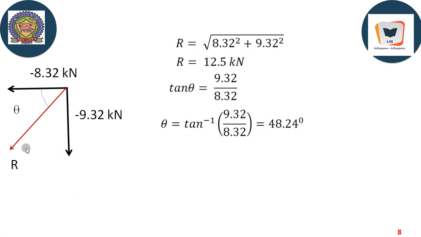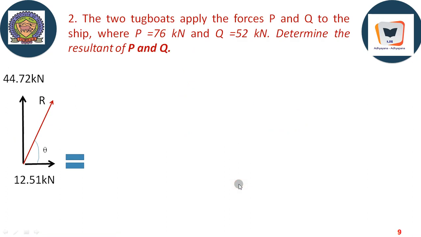The resultant of this system is 12.5 kilonewton, and it is inclined at 48.24 degrees to the negative x-axis in the anti-clockwise direction. Right. We will go to the next problem.